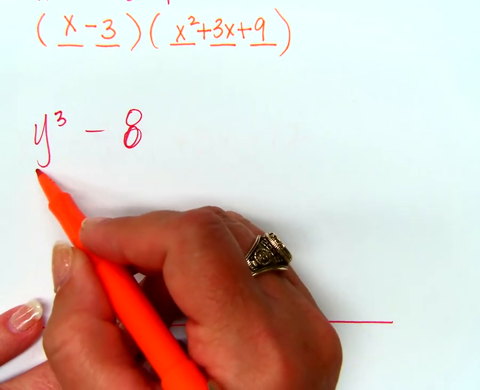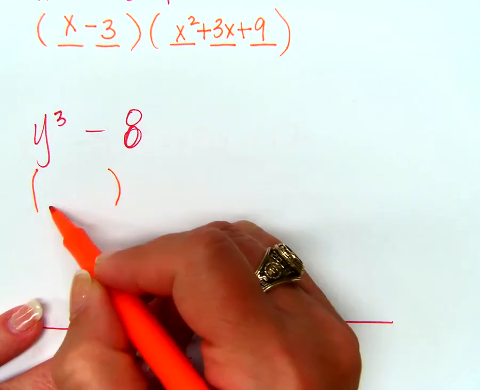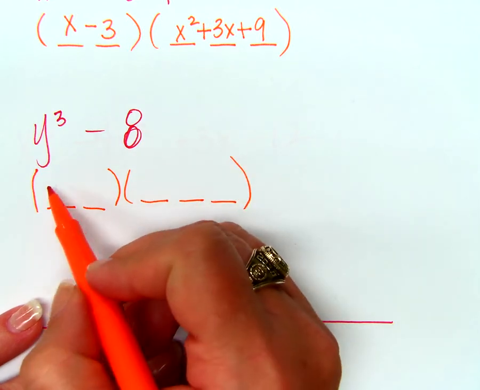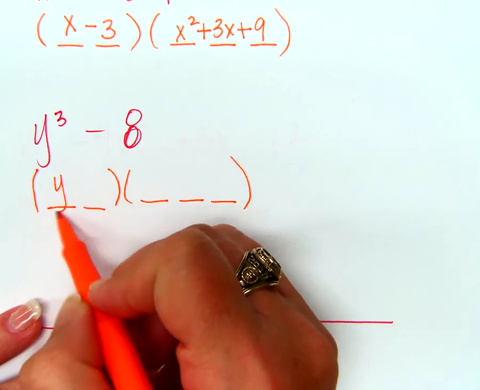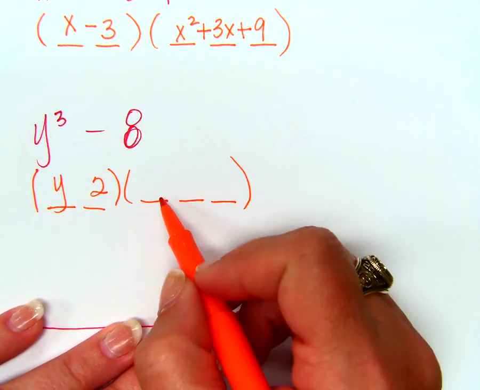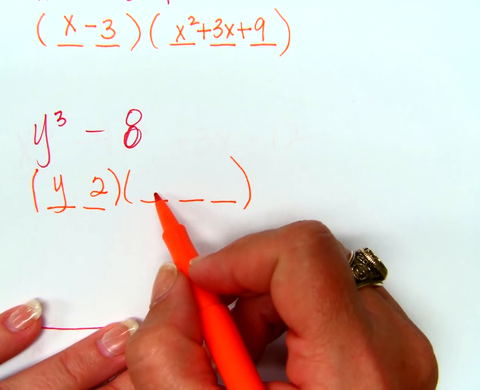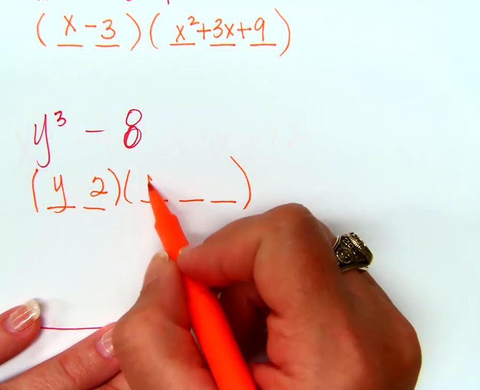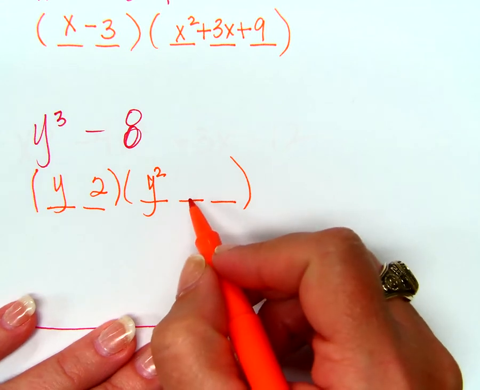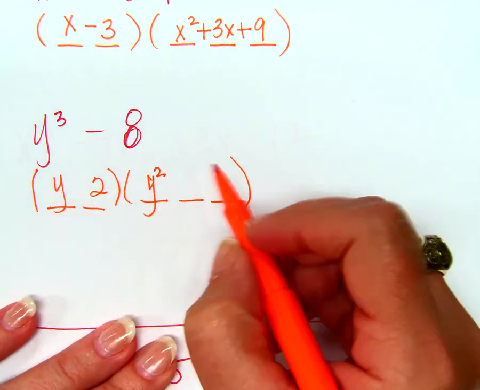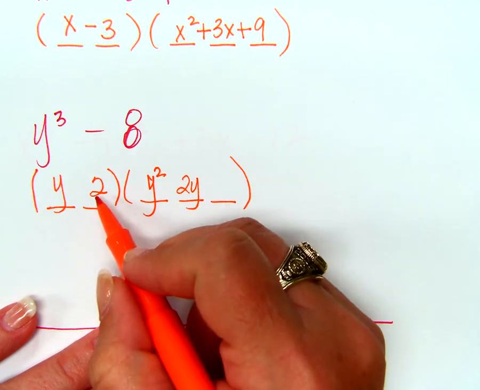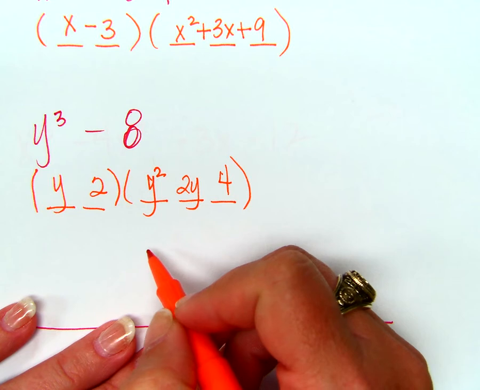What do I get? A binomial and a trinomial. What goes in the binomial? A y and a 2. Tell me how you get the first term in the trinomial. Square the first term in the binomial: y squared. How do you get the middle term in the trinomial? Multiply these two together: 2y. How do you get the last term in the trinomial? Square the last one.